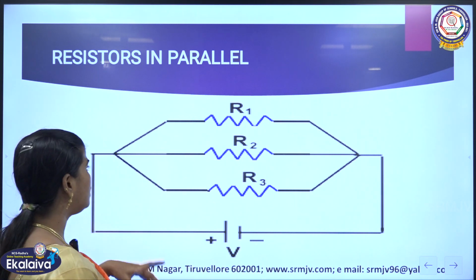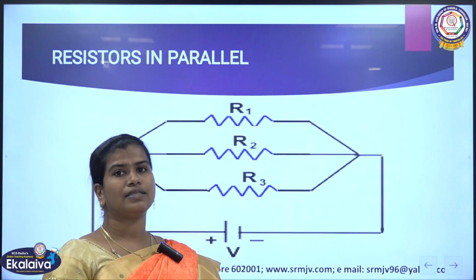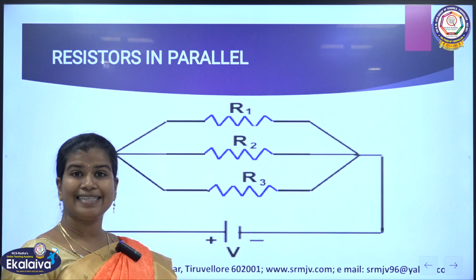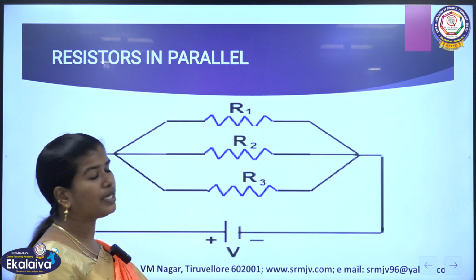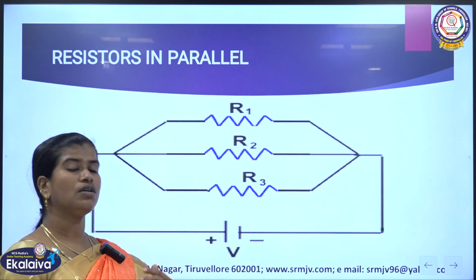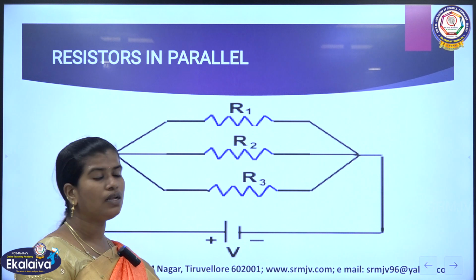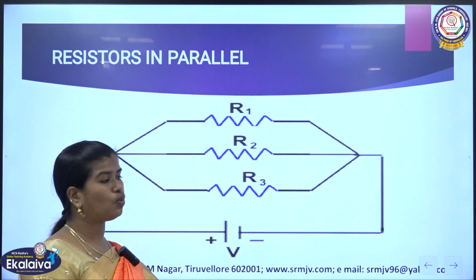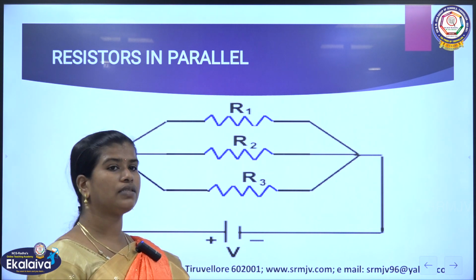As we saw in series, there are 3 laws of resistors, no? In the same way, here also we have 3 laws: what will happen when we connect the 3 resistors in parallel, what will happen to the voltage, what will happen to the current, and what will happen to the total resistance.